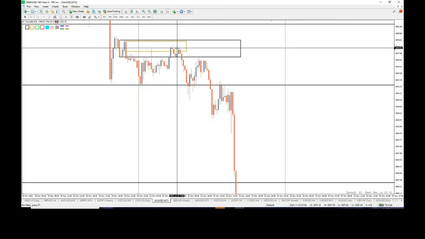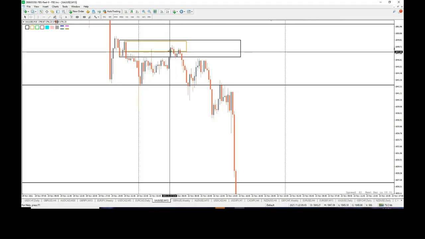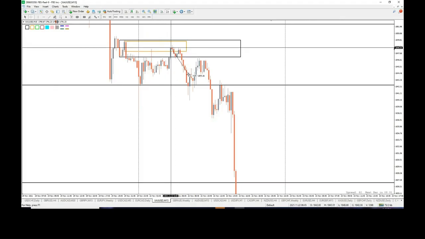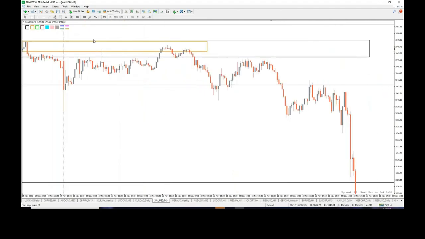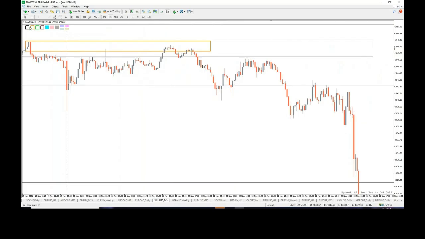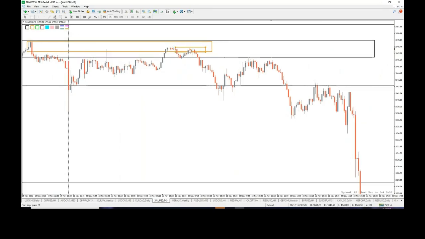So when price comes here, how do we know the price is going down? We wait for M5 or M1 to make an engulfing sell. This is your entry.